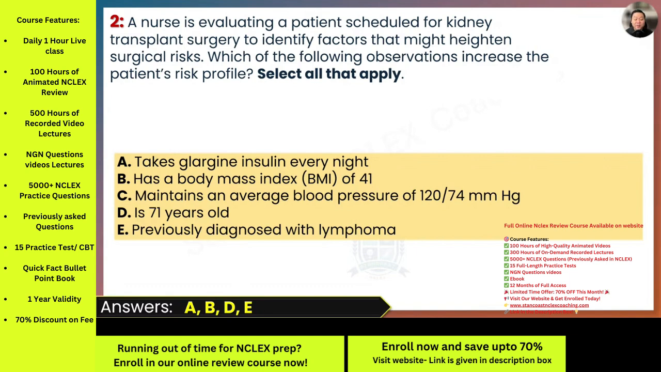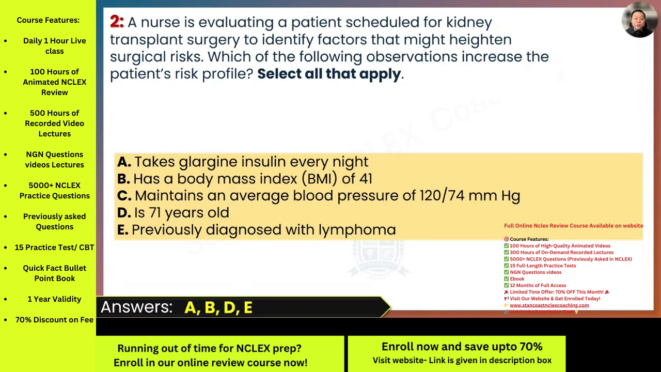Now, with diabetic patients, they need to have careful blood sugar control after a transplant because the immunosuppressants that they're going to be using, especially steroids, can raise the blood sugar levels, and this increases the risk of infections. There's going to be slower healing and the possibility of graft issues, and that's why this is one of our answers. Now, what about letter B, body mass index of 41?